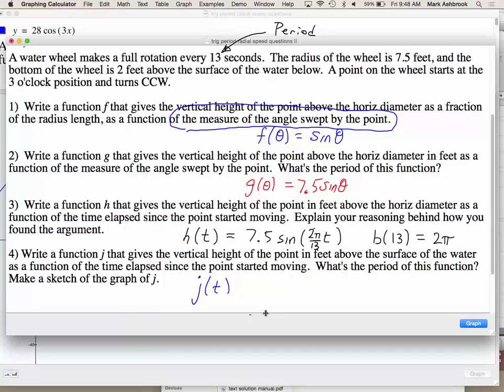So now we want the bottom of the wheel. It's a vertical height in feet. So the bottom of the wheel is 2 feet below the surface of the water. So we're going to take our above. No, yeah, but still need the same thing. So now we want all our y values to be moved up how much? 2. I'm hearing mostly 2. So let's go with 2 and let's see how this works. So let's look quickly here: 7.5 sine 2 pi.